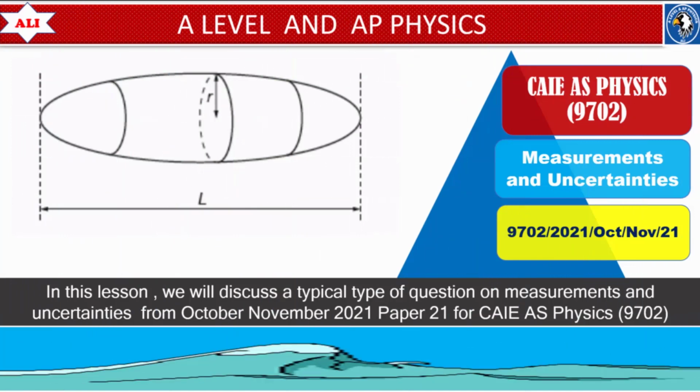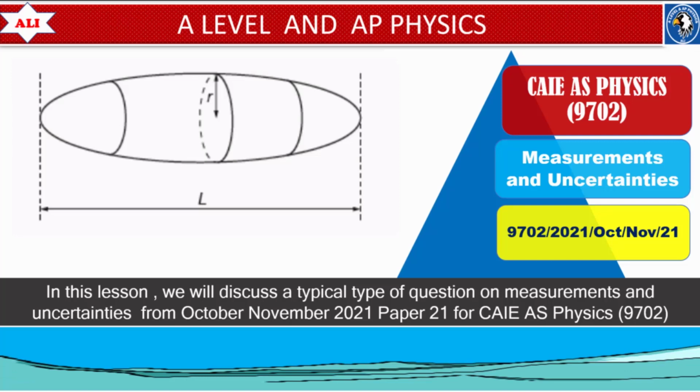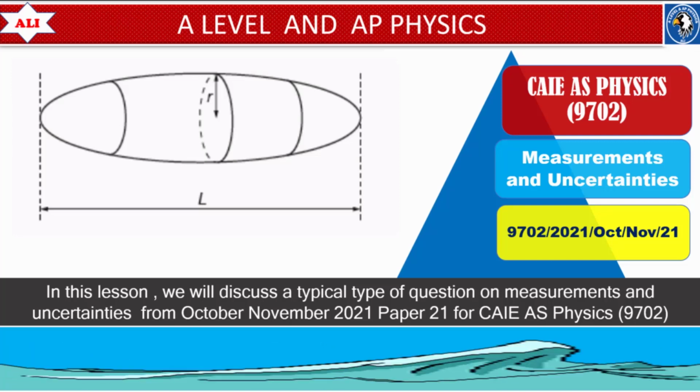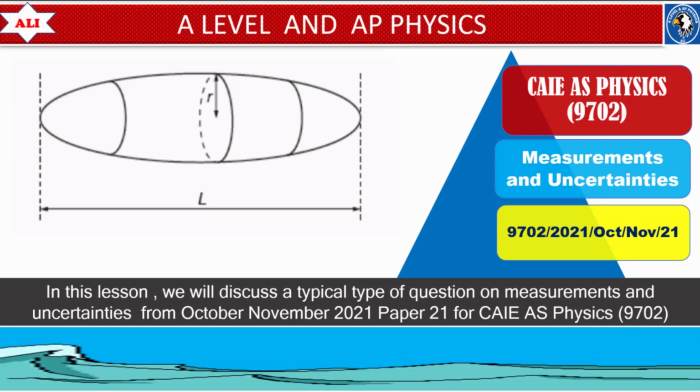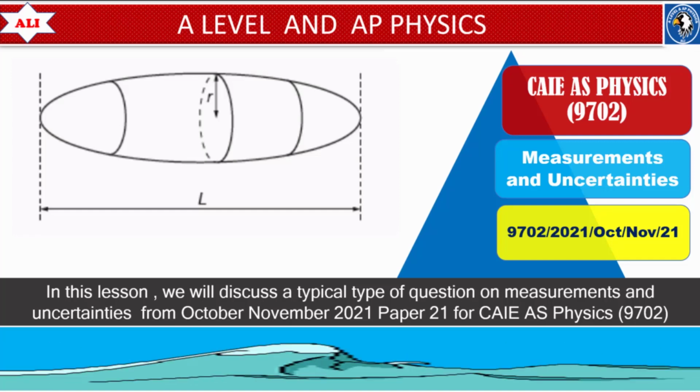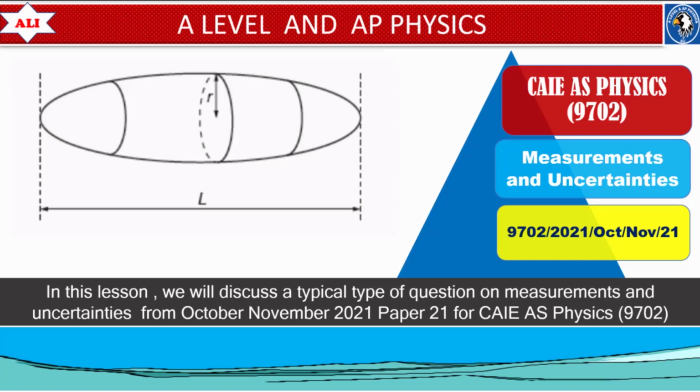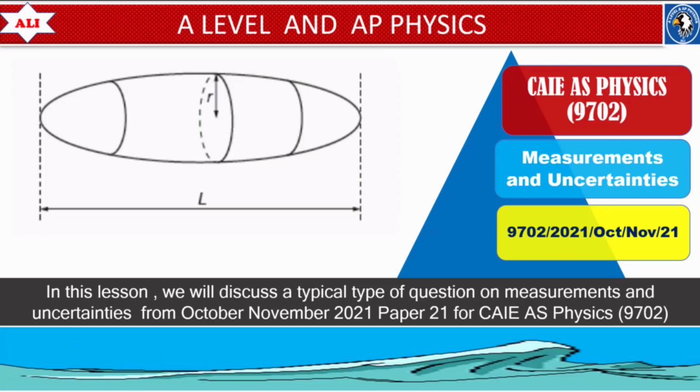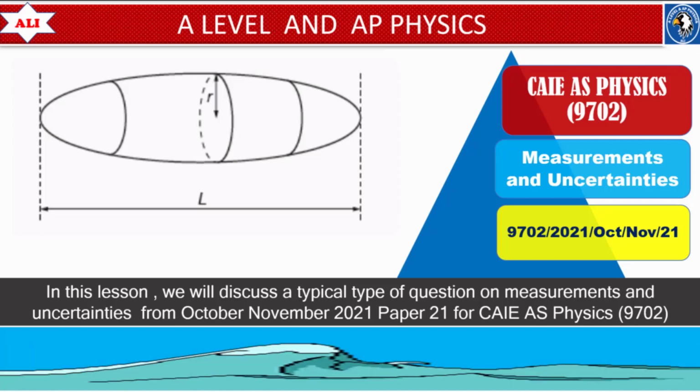In today's lesson, we will discuss a typical type of question on measurements and uncertainties from October-November 2021 paper 2-1. The main purpose of this video is not to give you answers for these questions. In fact, the main goal of this video is to teach you how to answer this type of problems.